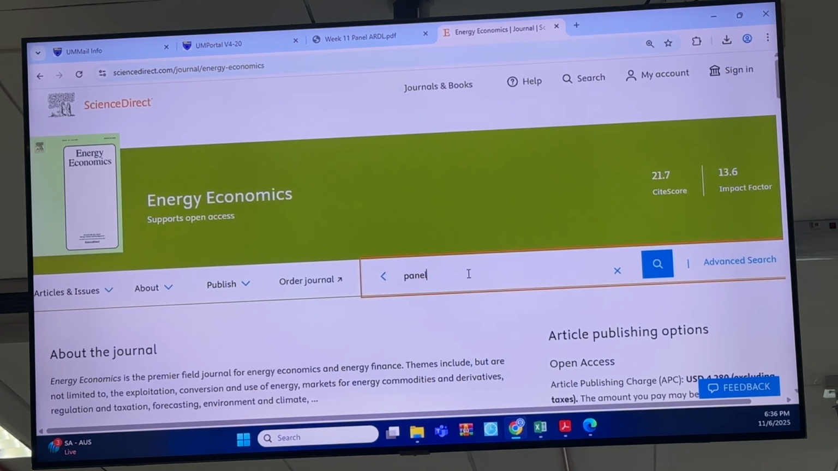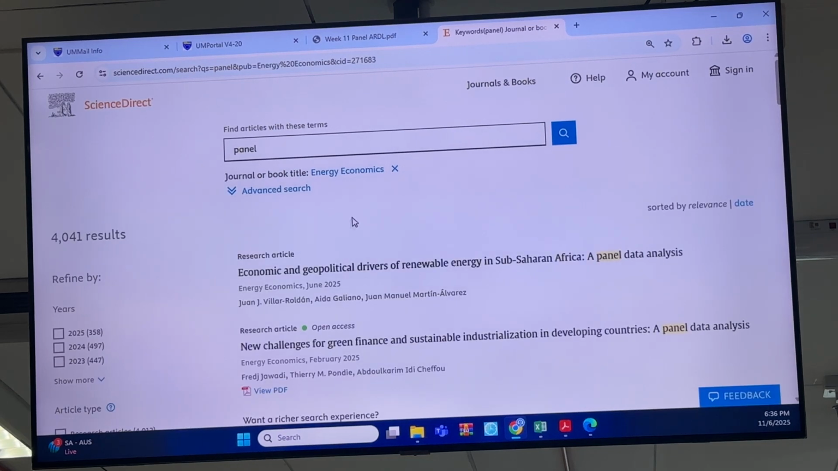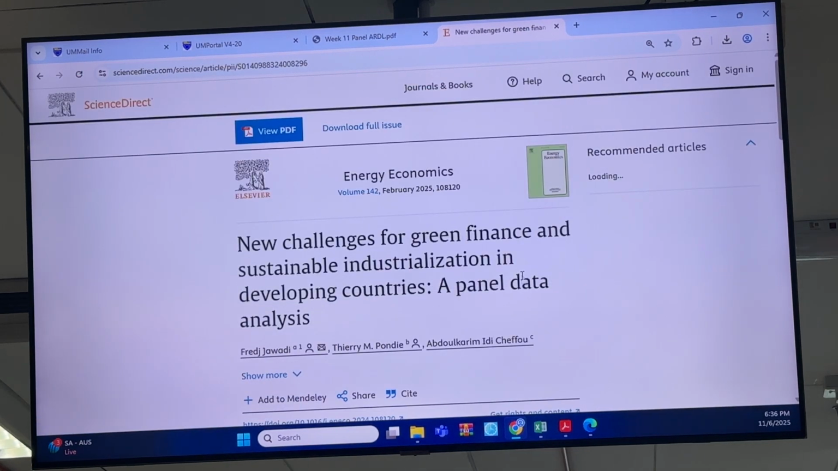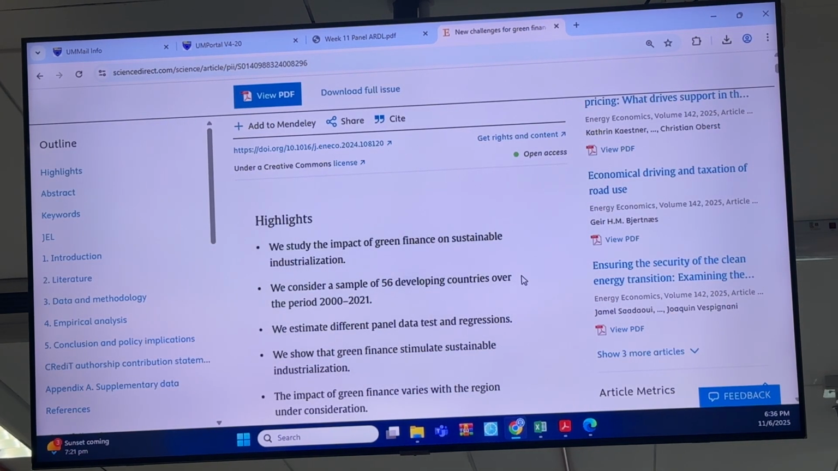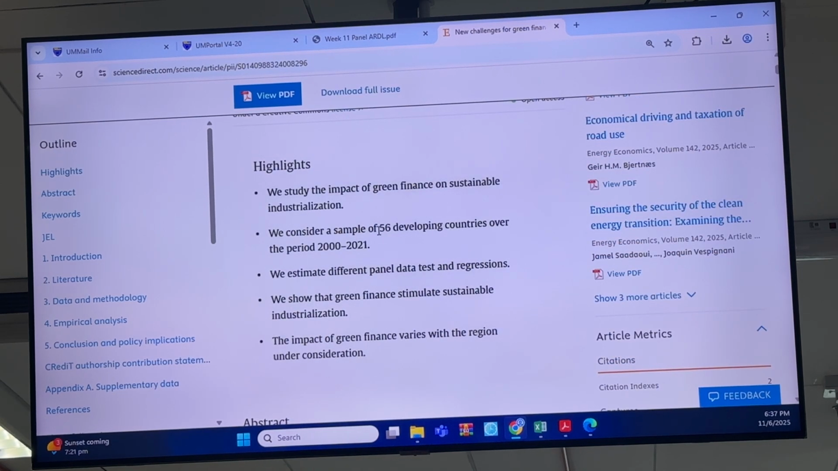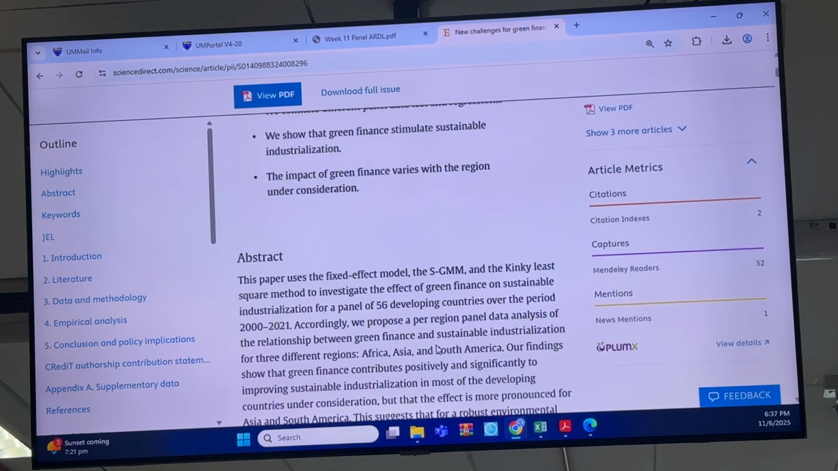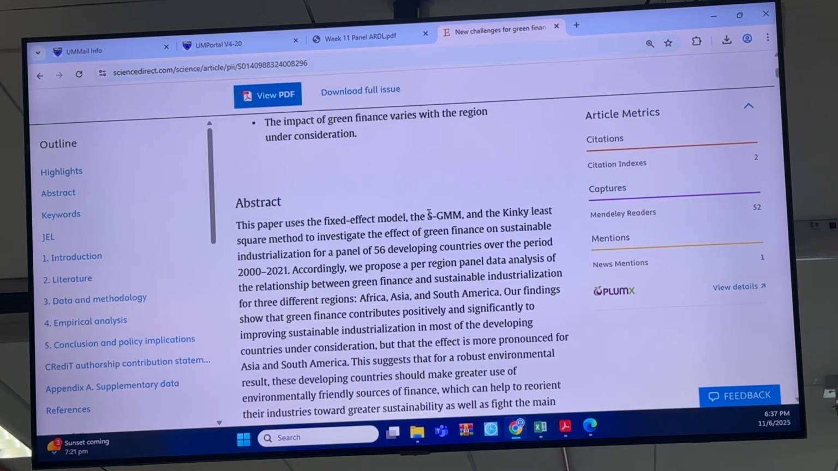Go through panel. Something like economic and geopolitical drivers in South Africa, panel data analysis. This was published in February 2025. The new challenges for green finance, panel data analysis. So see what panel they are using. They're using 56 developing countries, 2021. This one is quite good. Maybe you can see. They also use system GMM.